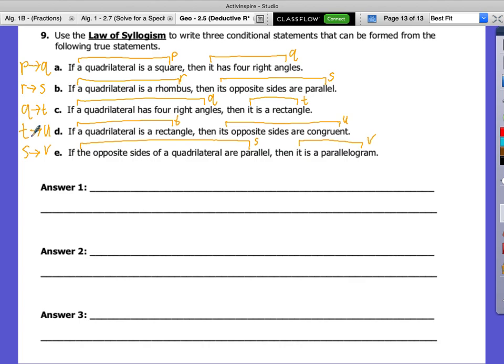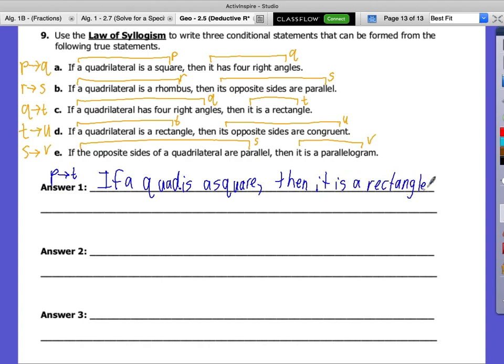Here, this goes if P, then Q. Do any of these start with Q? Yes, Q to T. So can we go P to T? We can go if P, then T. We can say if a quadrilateral is a square, then it is a rectangle. Which is true. Okay?